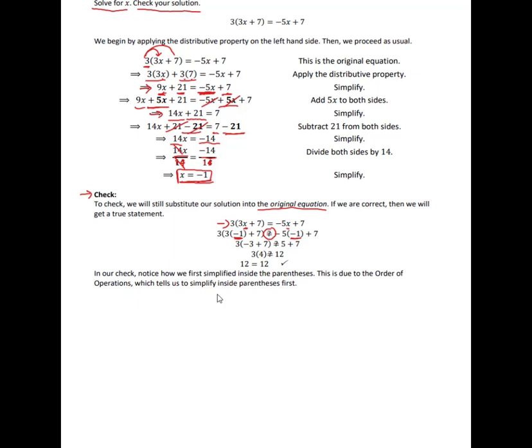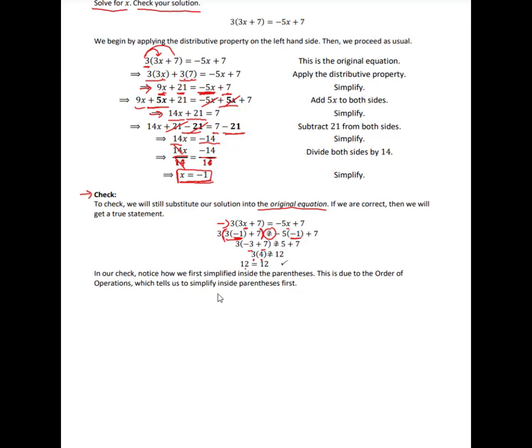First we're going to work with the left-hand side, and we are going to work with inside of the parentheses first. Inside of the parentheses we have 3 times negative 1, which is negative 3. Negative 3 plus 7 becomes positive 4. And then 3 times 4 is equal to 12. So the left-hand side is 12.